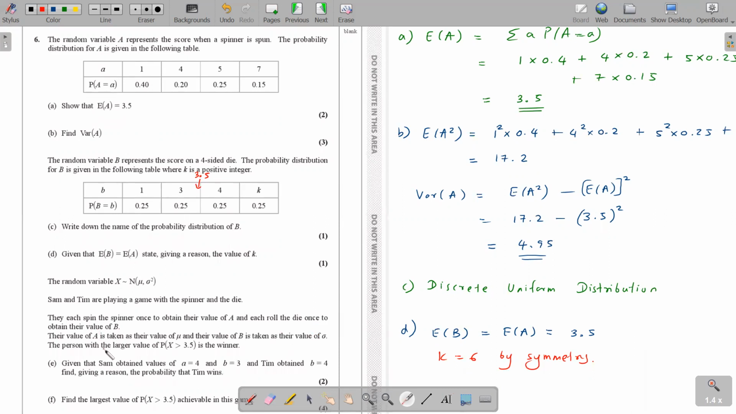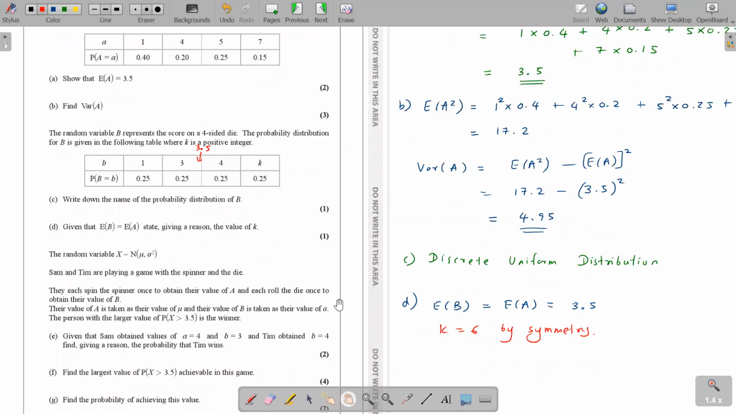Their value of A is taken as their value of mu. Okay. So their value of capital A, so either it's going to be 1 or 4 or 5 or 7, isn't it? So that's going to be the mu value, and their value of B is taken as sigma. The B value is taken as sigma. The person with the larger probability X greater than 3.5 is the winner. Okay, so the person who has the higher probability for X greater than 3.5 will be the winner.